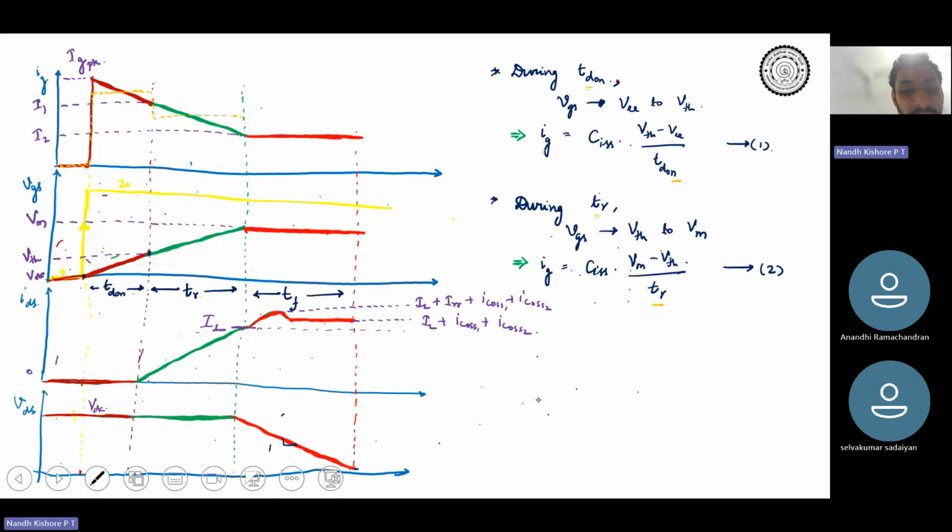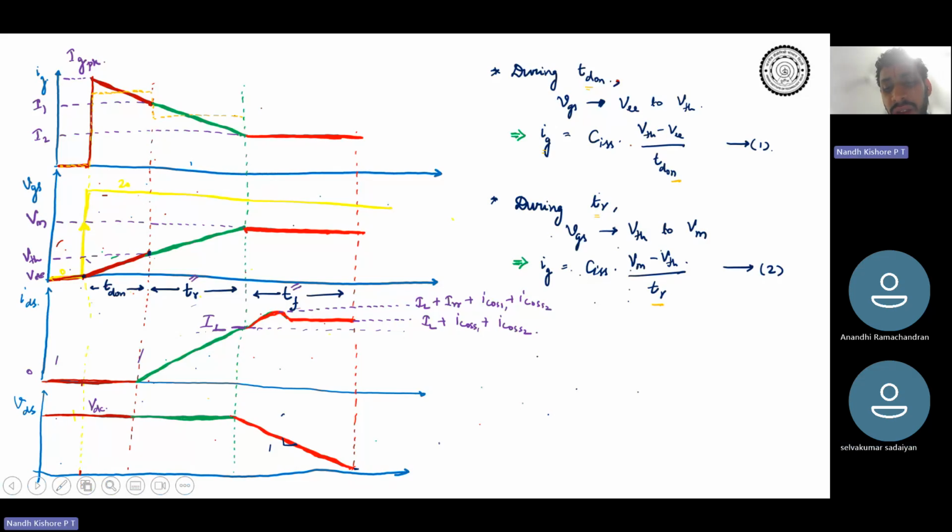Because eventually, why am I actually calculating TR and TF? The reason is simple. IDS is non-zero, VDS is also non-zero, so I'm going to have losses. I'm interested in minimizing TR and TF. Why? Because there is overlap between IDS and VDS. I want to quantify and find out what this loss is, and I want to minimize it somehow. That is the entire motivation of finding TR and TF.